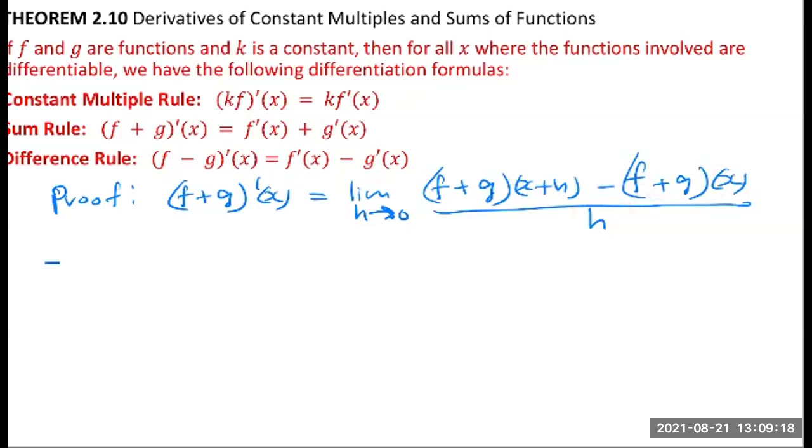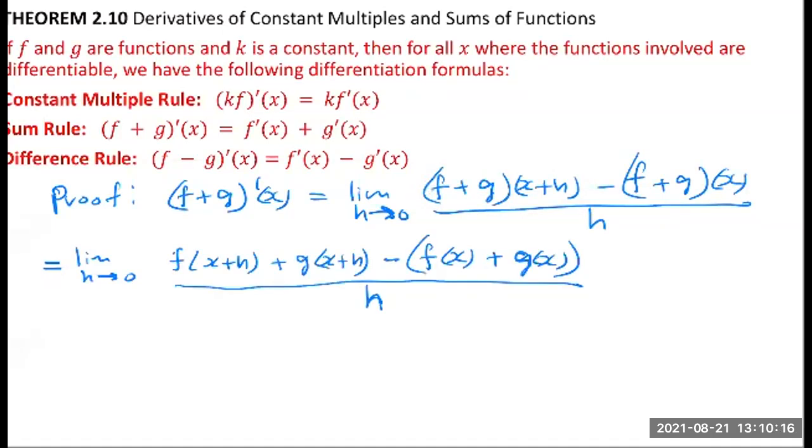I'll put my equal sign to the left here. Then I have limit as h goes to 0. I'm going to make some simplifications here. By definition, I can rewrite this as f of x plus h plus g of x plus h. That's by definition that you learn, the definition of a sum of functions that you learn in your pre-calculus class.